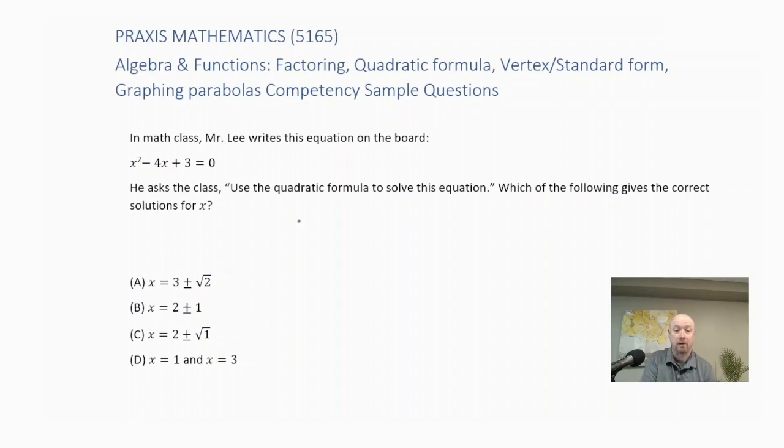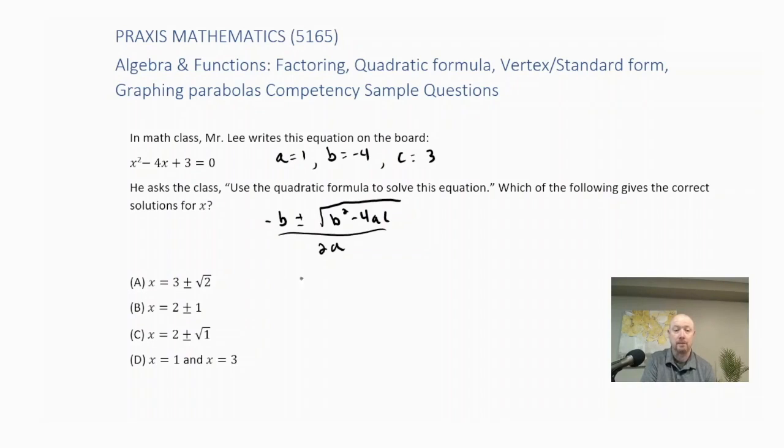All right, so the quadratic formula is x equals -b plus or minus the square root of b squared minus 4ac, divided by 2a. So in this case here, our a is our coefficient out in front of the x squared, so a is equal to 1. Our b is the coefficient in front of the x, so b is equal to -4, and our c value is the constant, so our c equals 3.